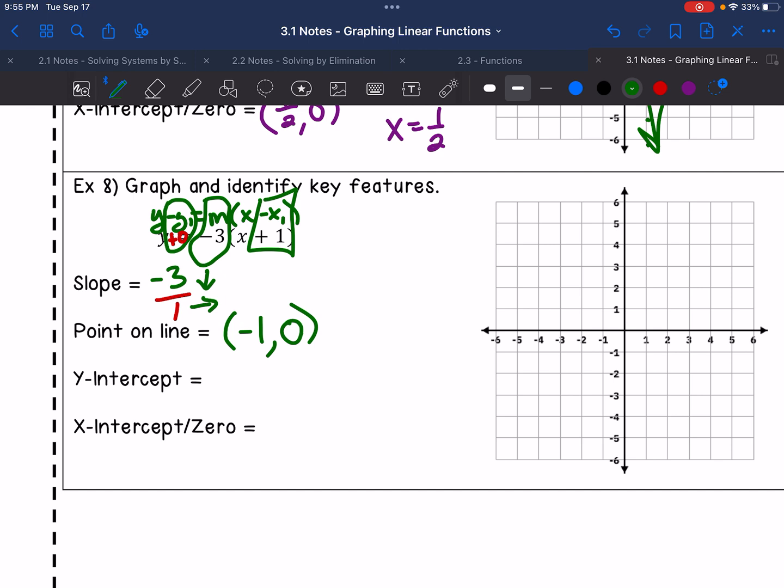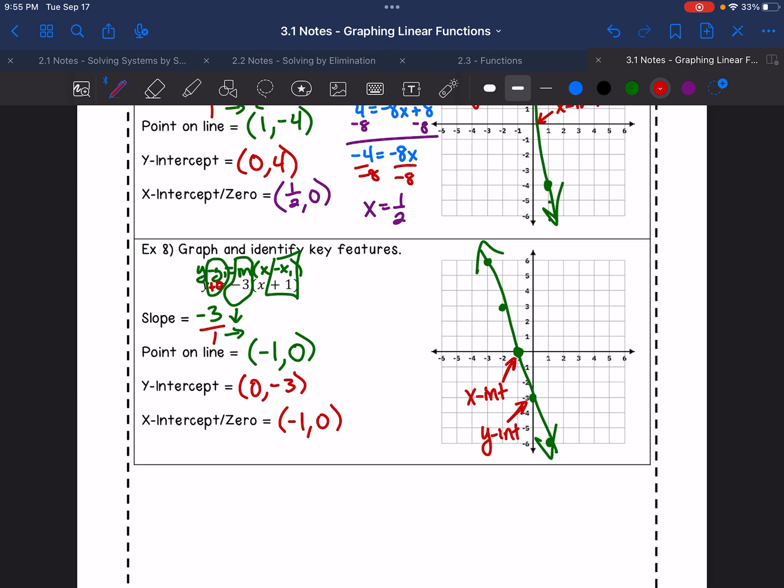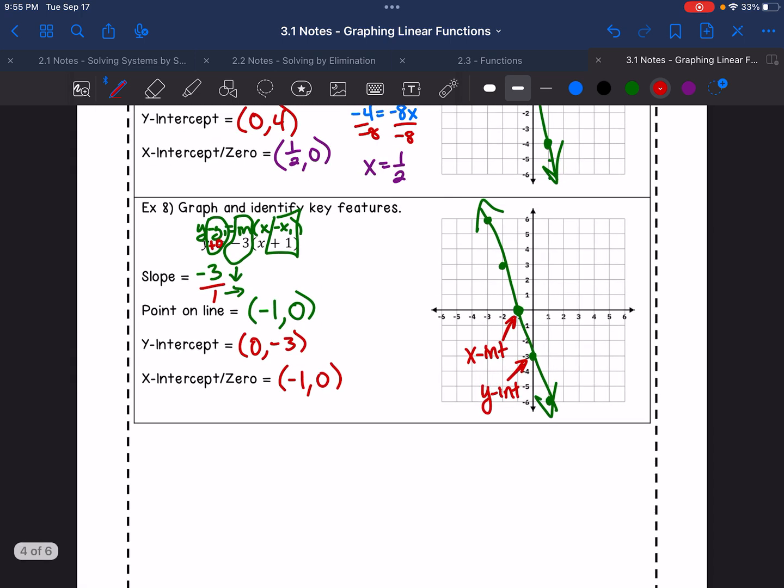Now I'm going to go through and graph. So I'm going to plot my point. -1, 0 is here. And then from here, I'm going down 3, right 1. And then to go backwards, I go up 3, left 1. Okay, so I can see my y-intercept, and I can see my x-intercept. So my y-intercept is 0, -3, and my x-intercept is -1, 0. All right, and that's it for this lesson.